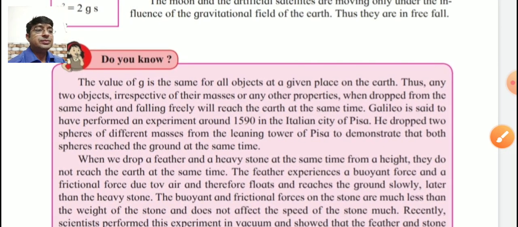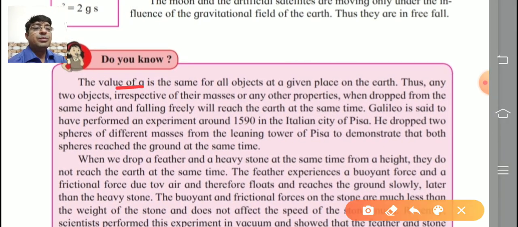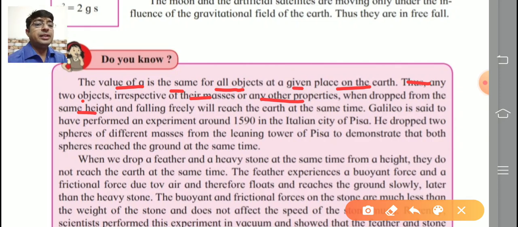Do you know? The value of small g is the same for all objects at a given place on the earth. Thus, any two objects, irrespective of their masses or any other properties, when dropped from the same height and falling freely, will reach the earth at the same time.